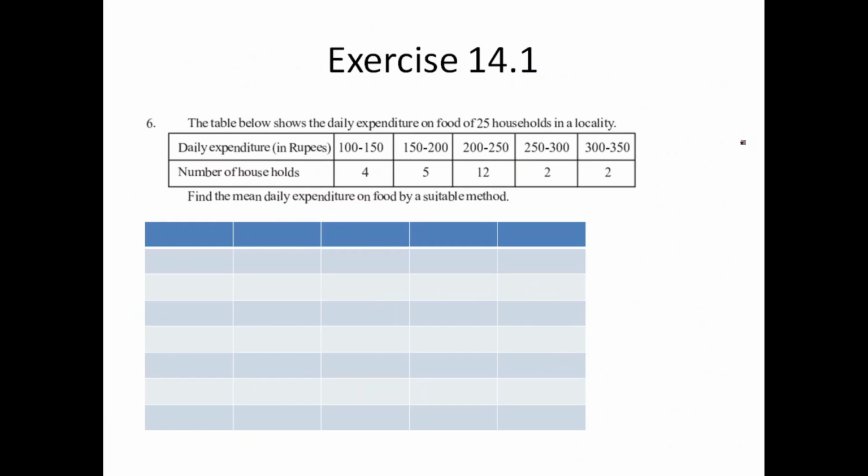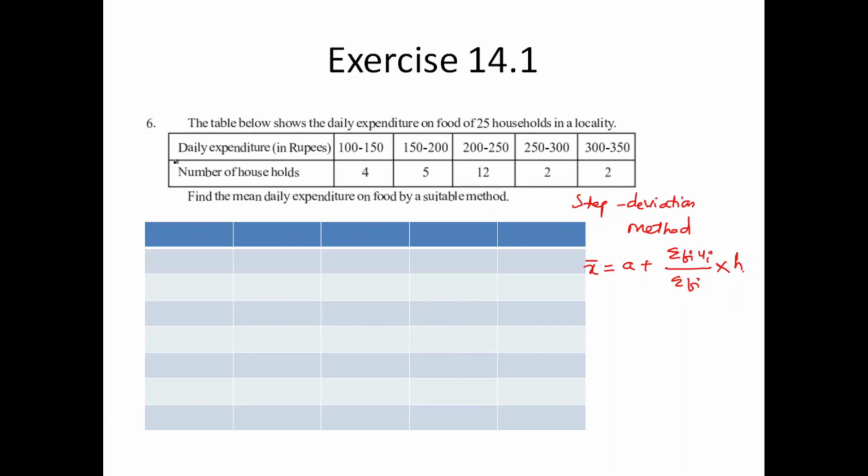Let's look at the next one. Using a suitable method, here also we will use step deviation only. So here x bar is equal to a plus sigma of f of i into u of i, divided by sigma of f of i, into h.